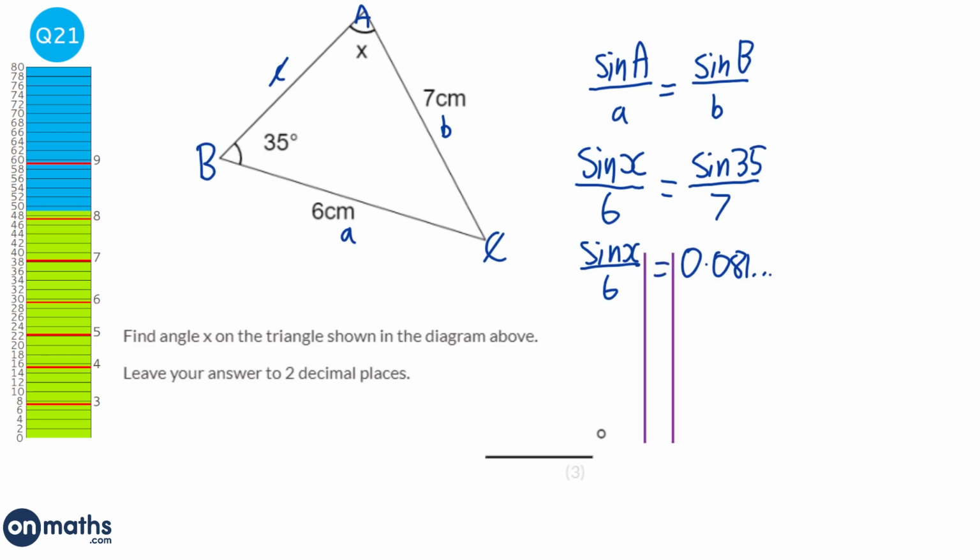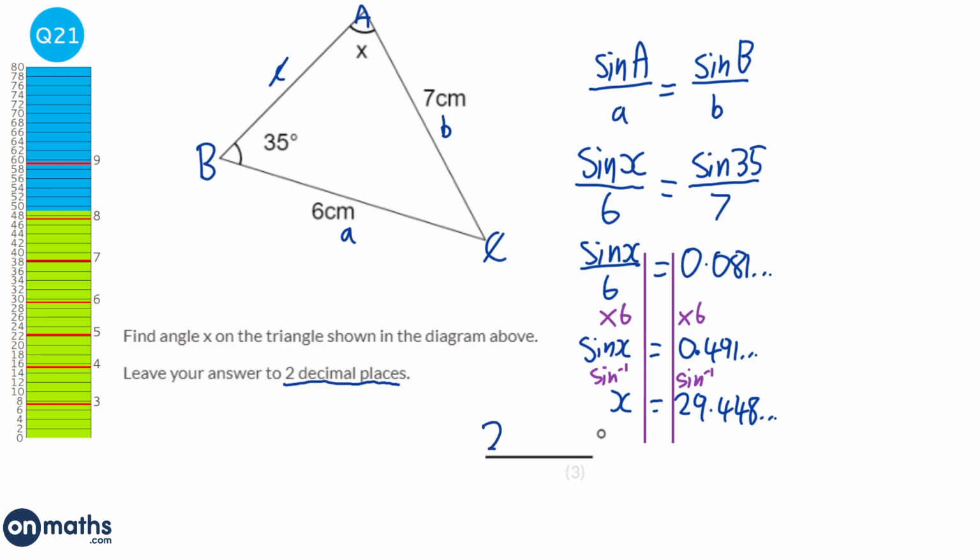And then we're going to be solving this. And the first thing we're going to do is times by 6 both sides. So we get sine x is equal to 0.491 and so on. And then we're going to inverse sine both sides. And so we have x equals 29.448 and so on, and our answer wants to be rounded to 2 decimal places, so we're going to put our answer as 29.45 degrees.